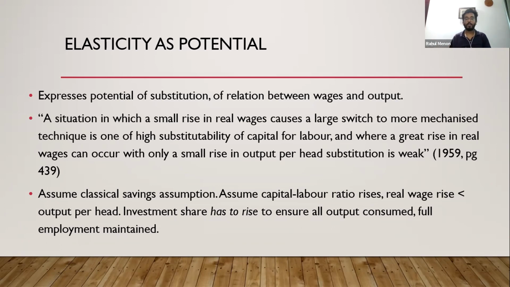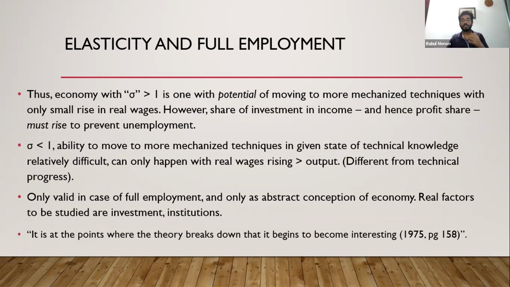Sigma is basically telling you how much the share of investment has to rise in an economy in order to maintain full employment. It gives you an index of the possibilities of this economy to accumulate capital and maintain full employment. It talks about the relation of real wage rise and rising output per head. So an economy with a sigma greater than 1 is one that has the potential of moving to more mechanized techniques with only a small rise in real wages. The share of investment in income and profits has to keep rising to prevent unemployment.